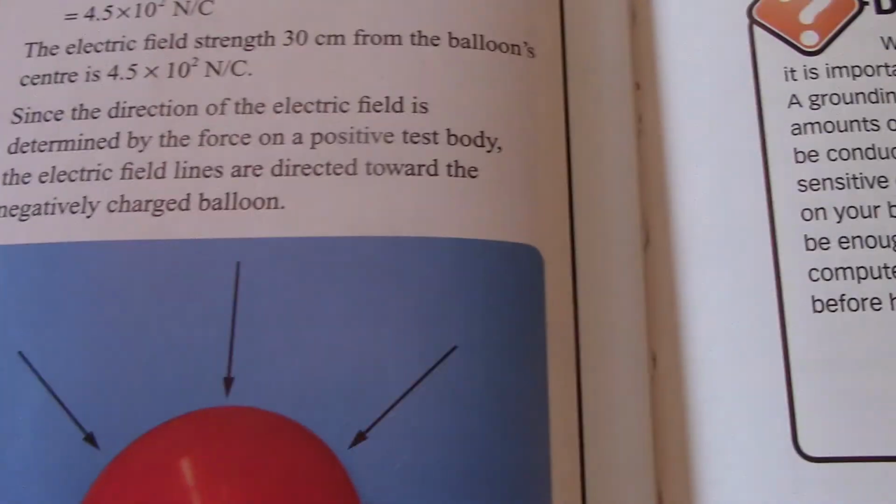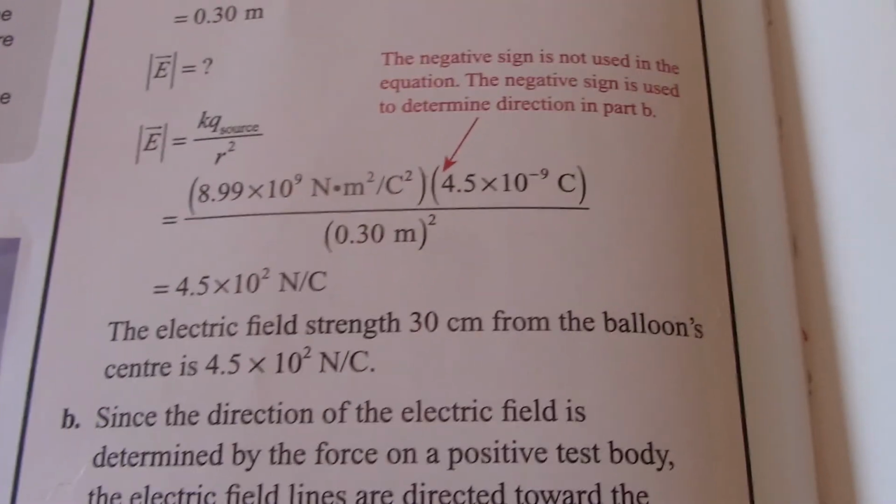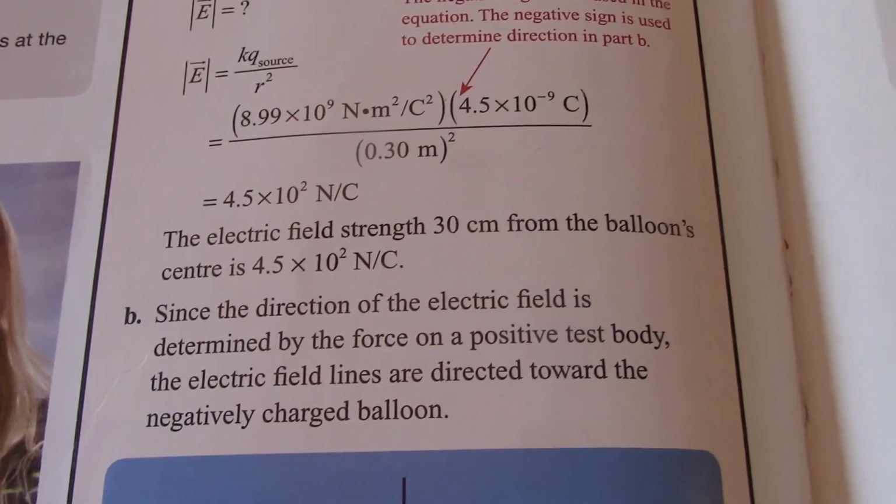So there's my charge, there's my distance. It's the same thing, right? r squared. And I would get an electric field strength of 4.5 times 10 to the second newtons per coulomb. So that would be my E value. The electric field strength is an absolute value, all right, meaning that it's always going to be positive. So for that answer, it's 4.5 times 10 to the second newtons per coulomb.